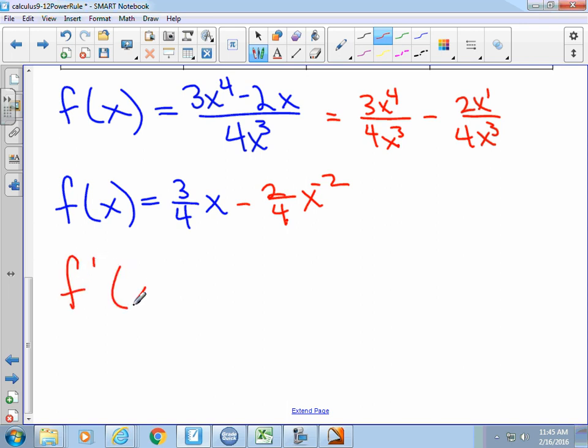So f prime of x. Now we're to the calculus part. We're to the easy part now. Yes. 3/4 minus x to the negative 3rd. Plus, oh yeah. The negative 3rd. X to the negative 3rd, 1 over x squared. Hey, any questions about that one?